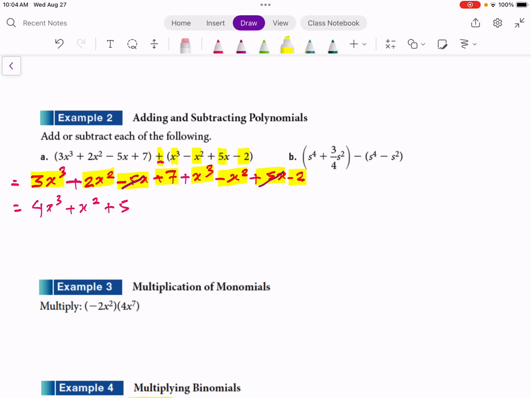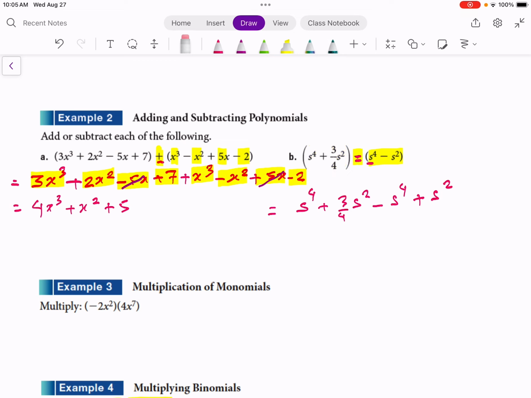Okay, now in part B we have to find the difference of this polynomial and this polynomial. So at first let's rewrite without parentheses. So we have s to the power 4 plus 3/4 s squared. Now here, as we distributed positive, you have to distribute negative for each term in this polynomial. So negative times positive s to the power 4 is negative s to the power 4. Negative times negative s squared is positive s squared.